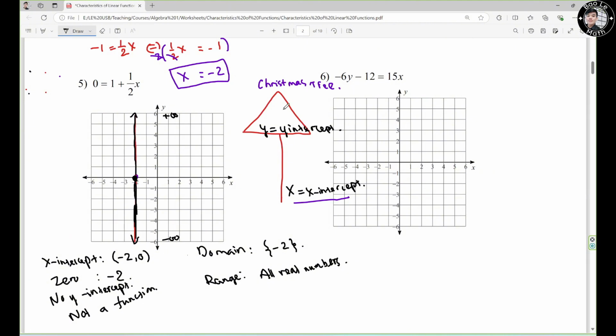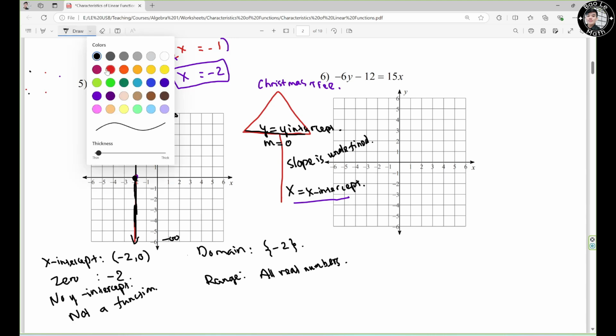Now the slope. Look at the Christmas tree right here. If you see the vertical lines, the slope is undefined. And if you see the horizontal line right here, the slope is 0. Alright. Now, how do we know it? This is just a trick, but we can solve it, right?